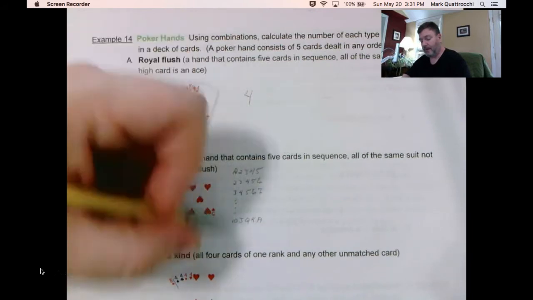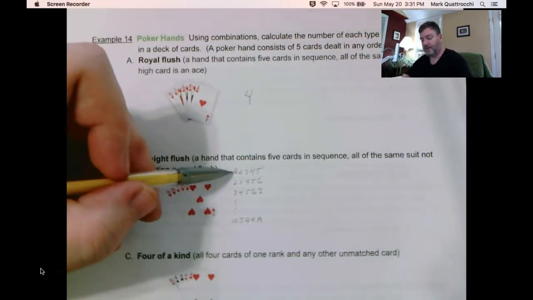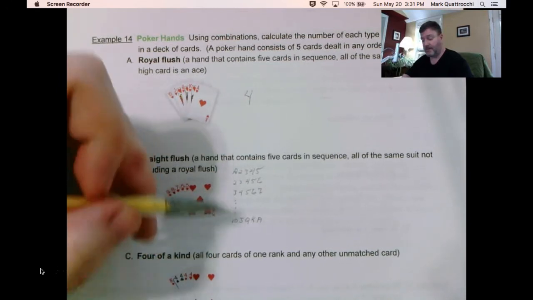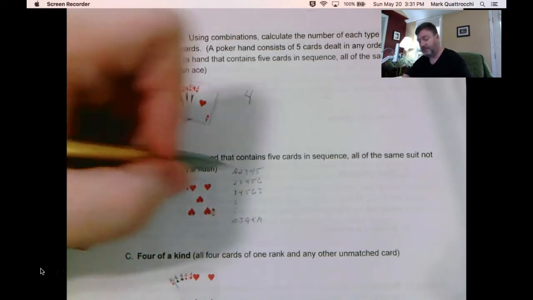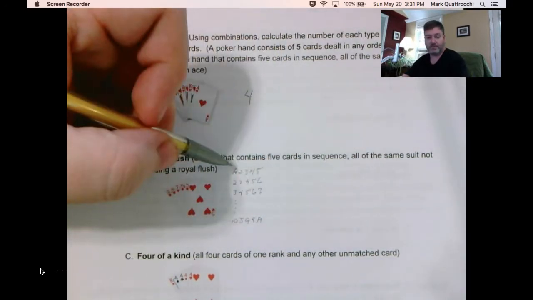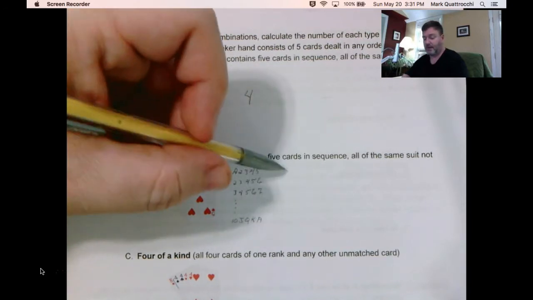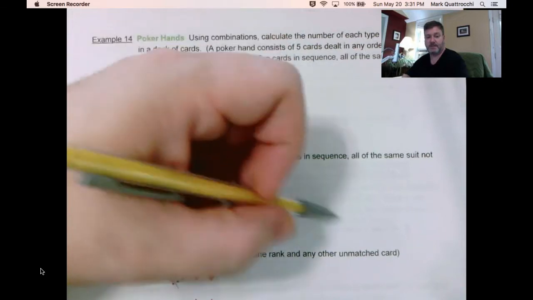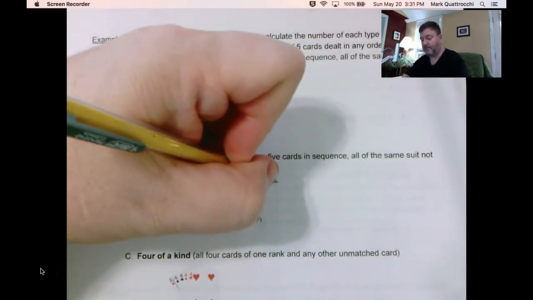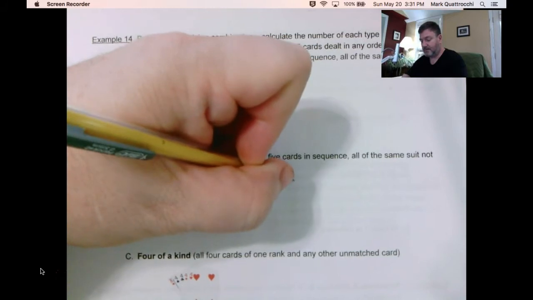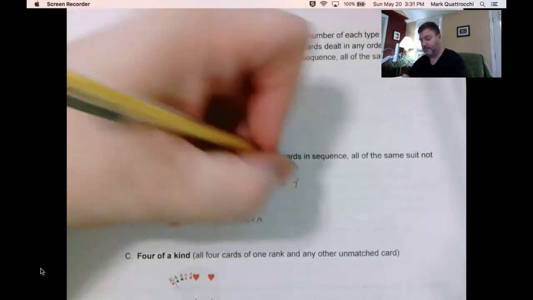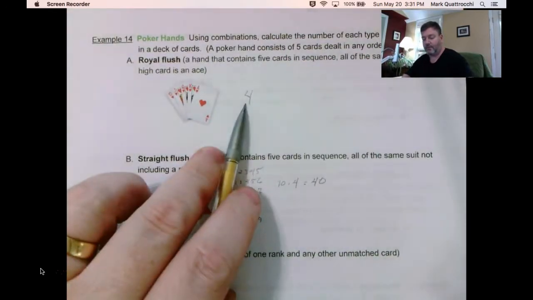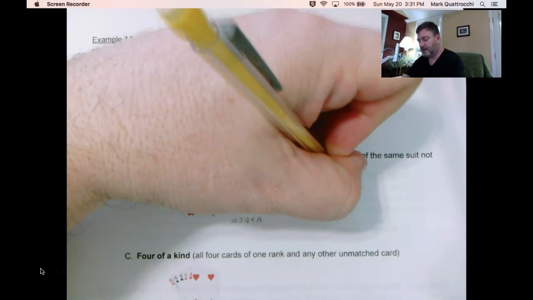So how many of these are there? Well, there are 1, 2, 3, 4, 5, 6, 7, 8, 9, 10 of them, times the 4 different suits, because this is, say, all the hearts flushes, and then we've got all the clubs, diamonds, spades flushes. So there are 10 times the 4 suits, which is equal to 40, but we're not including the 4 royal flushes, so we're subtracting 4 of them.